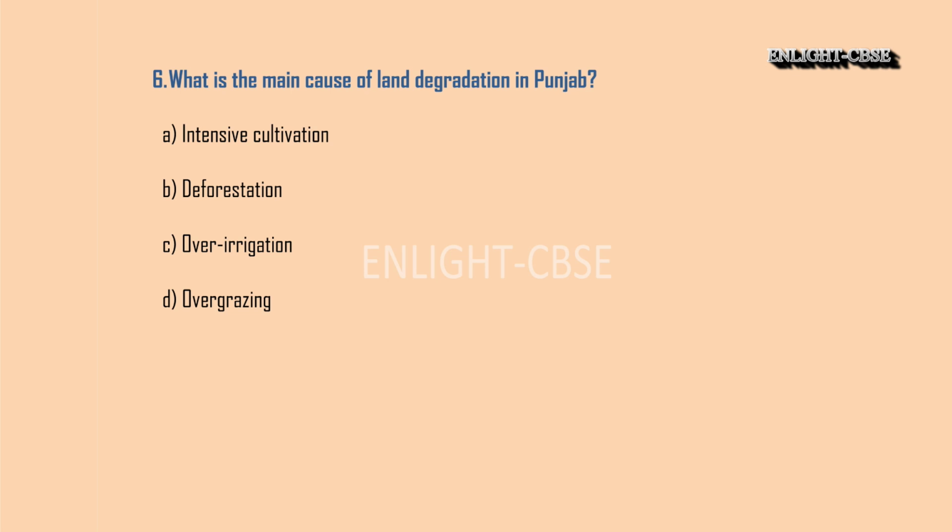Question 6. What is the main cause of land degradation in Punjab? A. Intensive cultivation. B. Deforestation. C. Over-irrigation. D. Overgrazing. Answer: over-irrigation.